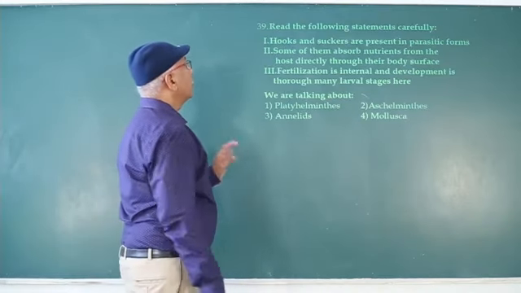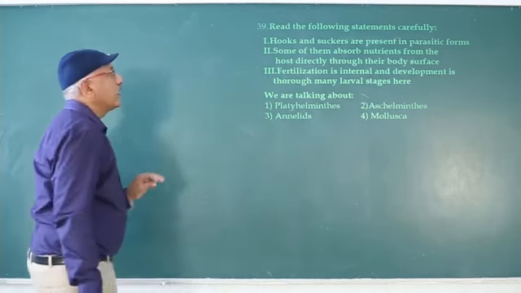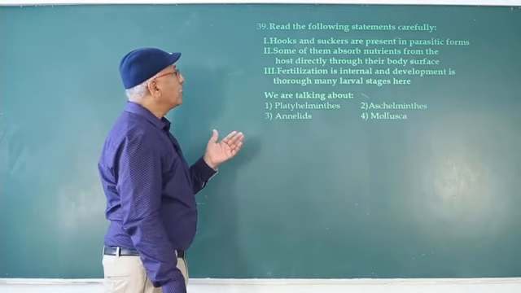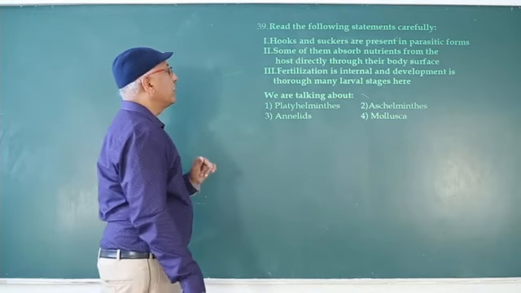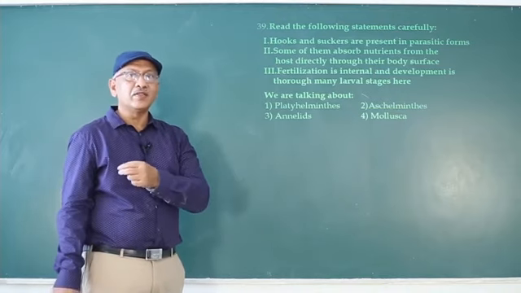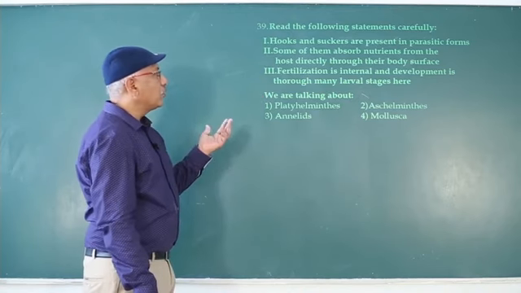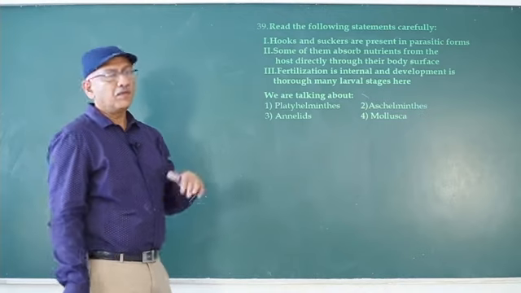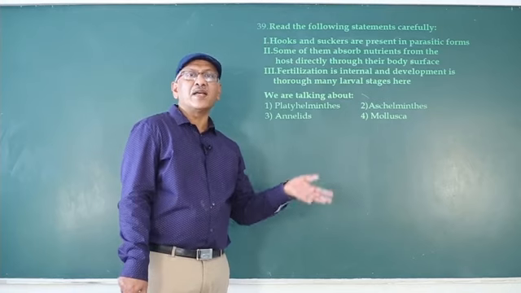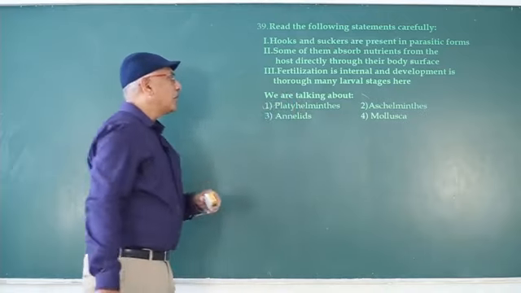Read the following statements carefully. We are talking about hooks and suckers present in parasitic forms in Platyhelminthes. Some of them absorb nutrients from the host directly through their body surface, the tegument. The body is covered by tegument, and they absorb the food. It is known as the parasitic mode of nutrition. Fertilization is internal, development is through many larval stages. For example, Fasciola: Miracidium, Sporocyst, Redia, Cercaria, Metacercaria, these are the different larval forms. So we are talking about Platyhelminthes.